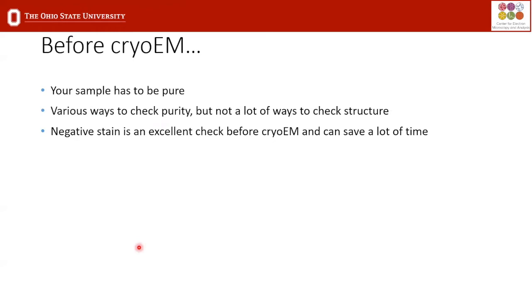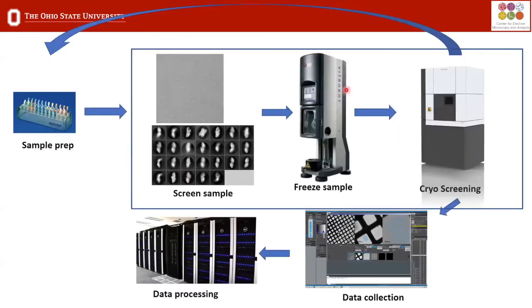But before we get to that point, as I mentioned earlier, your sample absolutely has to be pure. And there's various ways to check for purity, but there's not a lot of ways to check for your structure before you get to the cryo-EM. One good thing to do before you get to cryo-EM is to do negative stain. Negative stain can end up saving you a whole lot of time and can cut down on some rounds of these two steps here.